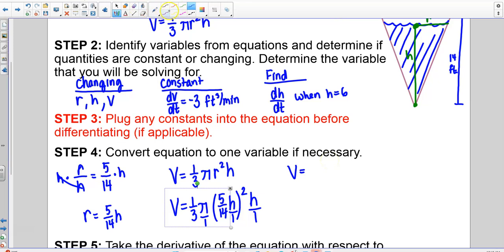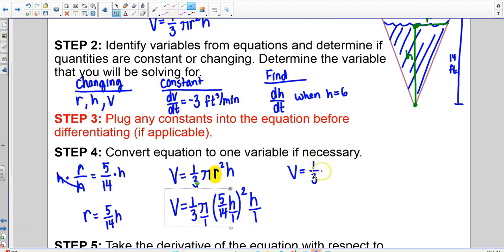So we replaced the r right here with the 5 over 14h, but you still have the h in the volume formula right there. No, because we have not taken the derivative yet. We are just converting this formula to be one variable right here. Eventually we're going to take the derivative, but we have not done that yet. Good question. So I'm just going to keep fractions right here.